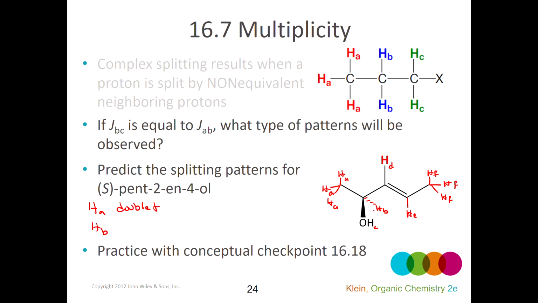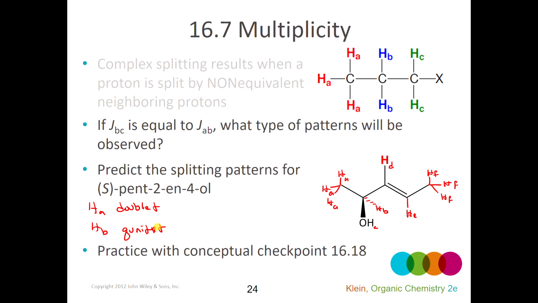Let's look at B. What is B split by? B is split by A, and it's split by D. But A and D are not equivalent. So I can't just add those up and say that there are 4 neighboring hydrogens, and that those hydrogens are splitting B into a 4 plus 1 quintet, because they're probably not splitting with the same coupling constant. So maybe it'll be a quintet.